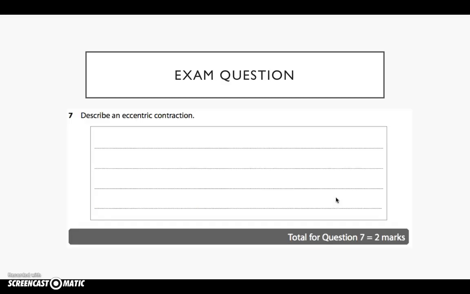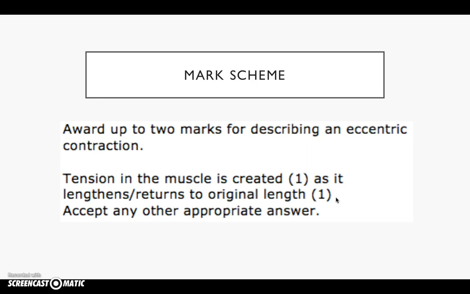Okay, so exam question, describe an eccentric contraction. We've just gone through it there. Hopefully you can get 2 marks for that. Pause this and go through that. So the answer you should have had, tension in the muscle is created as it lengthens, returns to original length. They would accept lengthens under tension. So they would accept that, lengthens under tension. You'd get 2 marks for saying that.